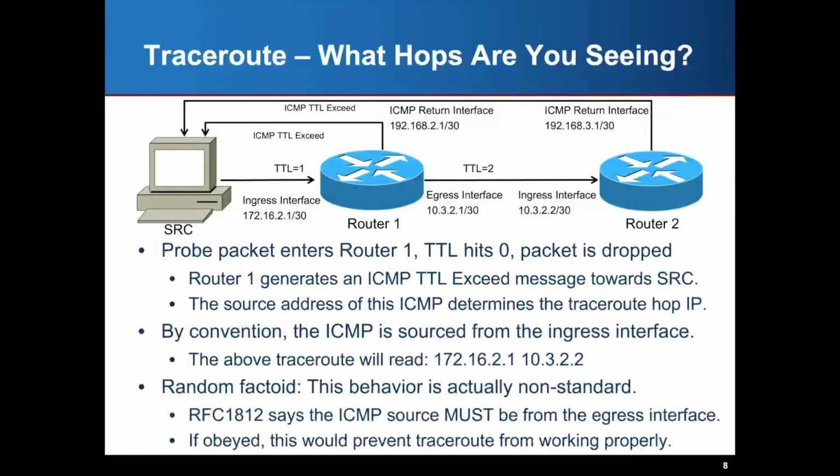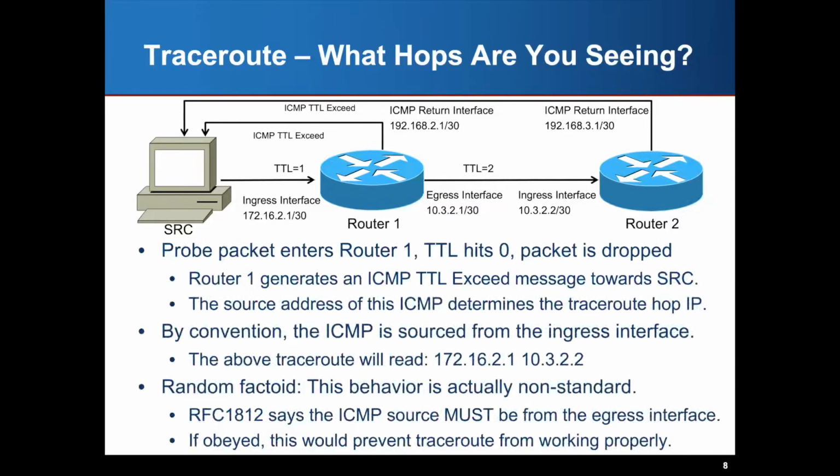So let's take a more detailed look at what hops you're actually seeing. Here we start with the probe packet entering router 1. The TTL hits 0 and the packet is dropped. So router 1 generates its ICMP TTL exceeded and sends it back to the source. What it sets as the source address for the ICMP message that it sends is going to be what shows up in your traceroute. By convention, it sets the source to the ingress interface.